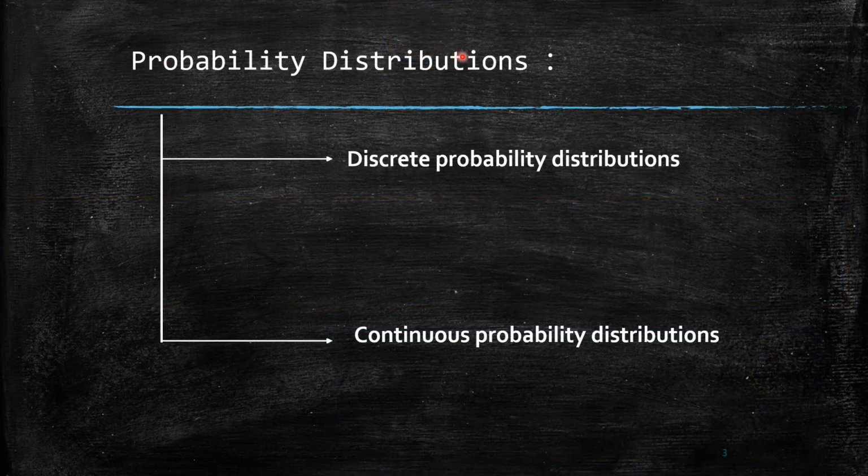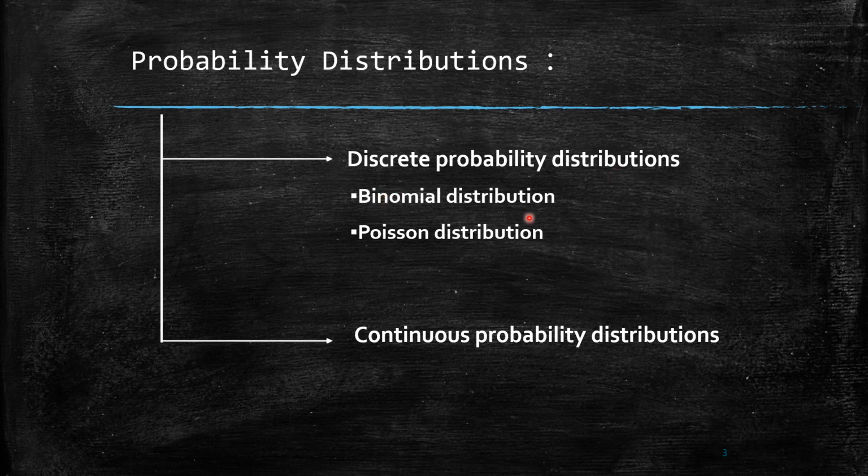In probability distributions, we are going to take 4 probability distributions, 2 each in discrete probability distributions and continuous probability distributions. Under discrete probability distributions, we take binomial distribution and Poisson distribution, and under continuous probability distributions, we are going to take exponential distribution and normal distribution.